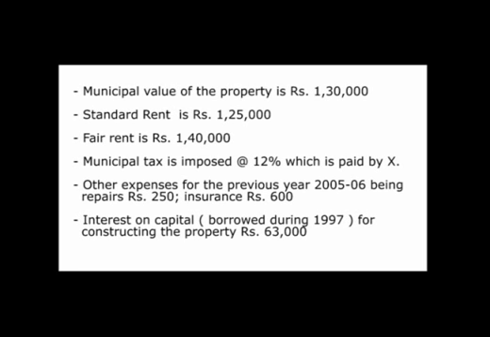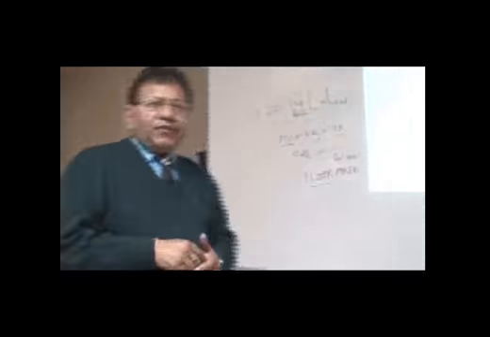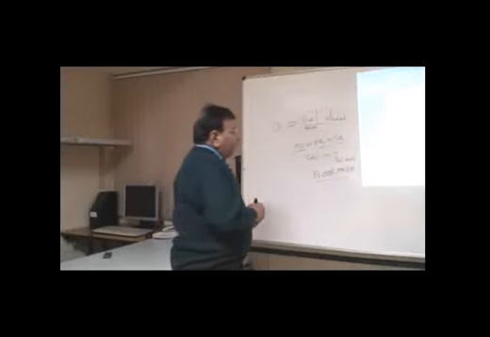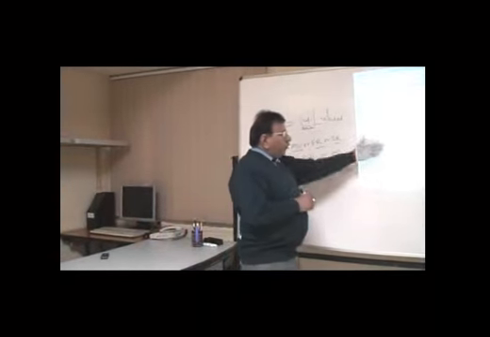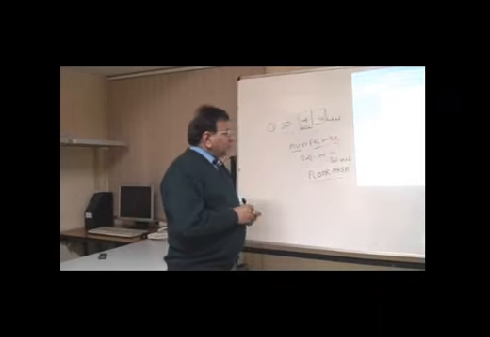Here the municipal value of the property is given. It means the municipal valuation is of the whole of the house, so no bifurcation has been made. We presume that both the units are equally divided and 50% is being occupied by the owner of the house and 50% has been let out by him. So accordingly we'll try to solve this question.